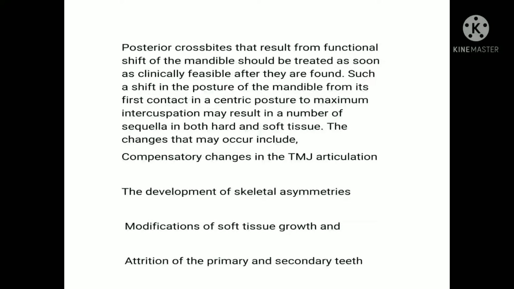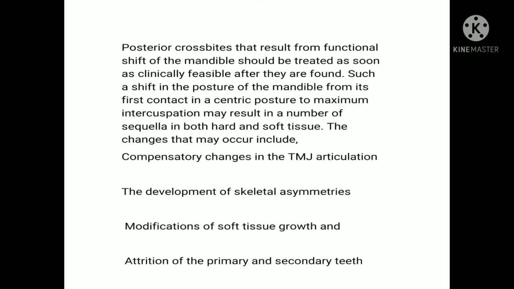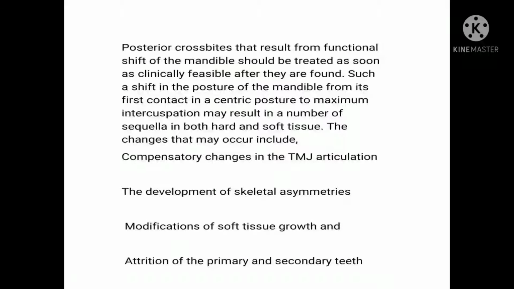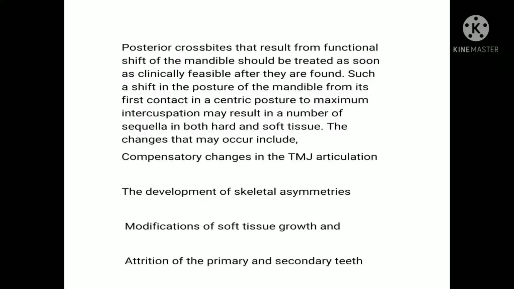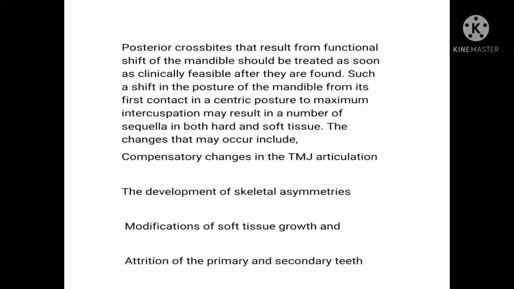Posterior crossbites that result from the functional shift of the mandible should be treated as soon as clinically feasible after they are found. So they should be treated at an early age. Such a shift in the posture of the mandible from its first contact in a centric posture to maximum intercuspation may result in a number of sequelae in both hard and soft tissues. So there can be changes in TMJ articulation, development of skeletal asymmetries, modification of soft tissue growth, and attrition of primary and secondary teeth can also occur.